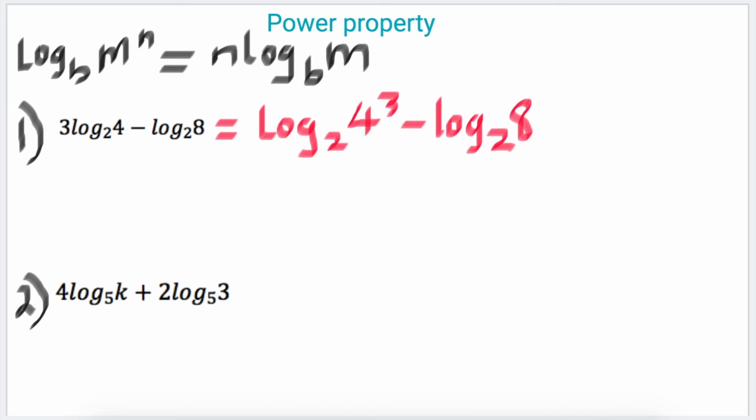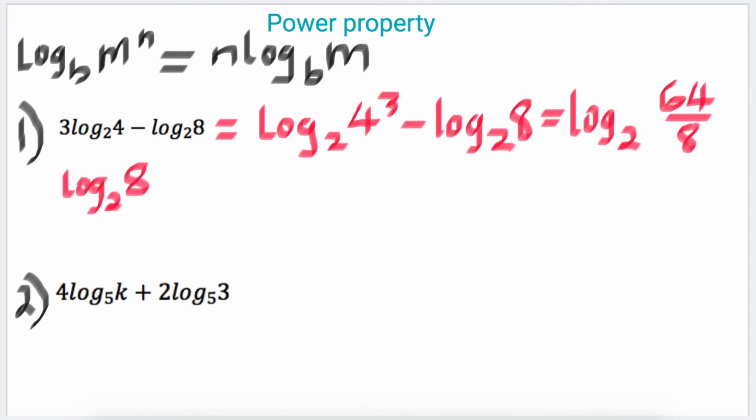Next, since we are subtracting the two logarithms and they have the same base, I can divide the two numbers here. 4 cubed can be written as 64, and then divide by 8. And then we can simplify that simple quotient. So we're going to have log base 2 of 8, since 64 divided by 8 is 8.